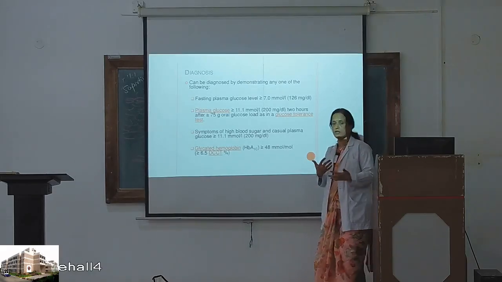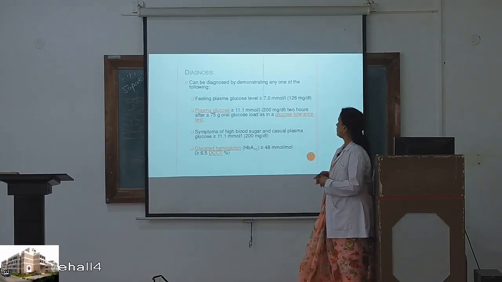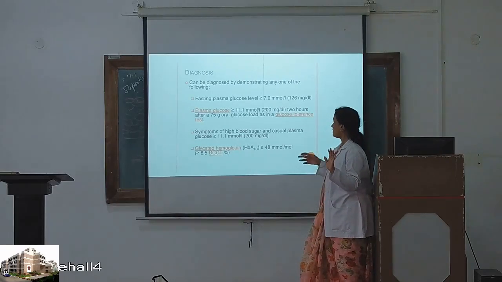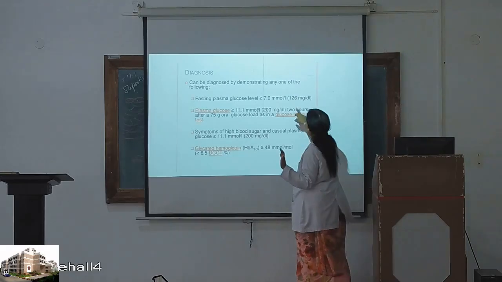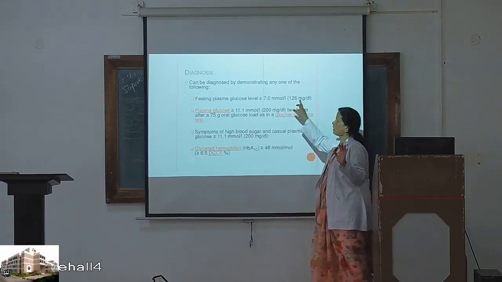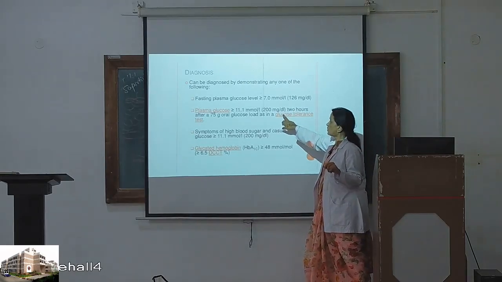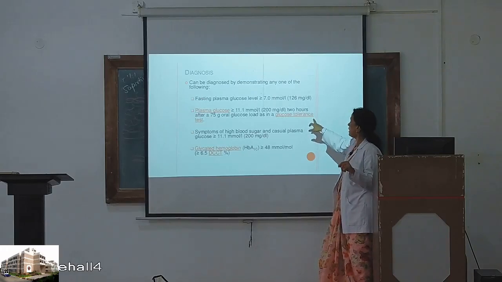So get a fasting blood glucose done. What is fasting glucose? We say at least a minimum of 8 hours or 12 hours is fine, fasting glucose level. If it is more than or equal to 126 milligrams, okay, so we diagnose diabetes mellitus. Plasma glucose, you should remember, is slightly higher than the blood glucose.